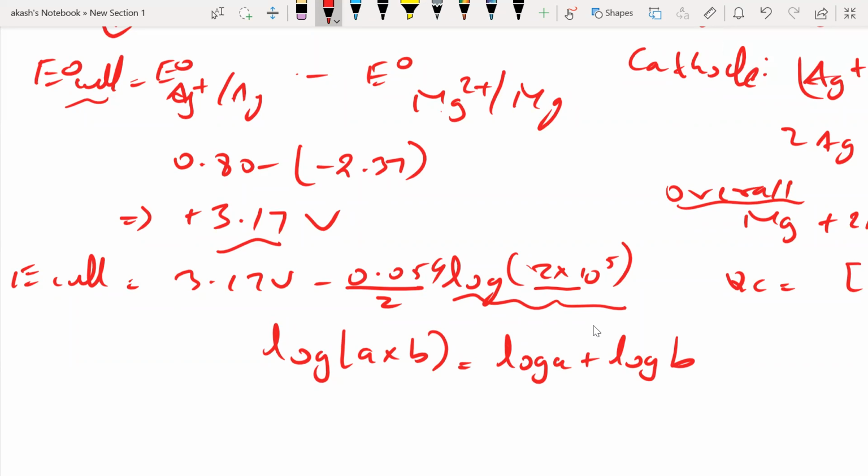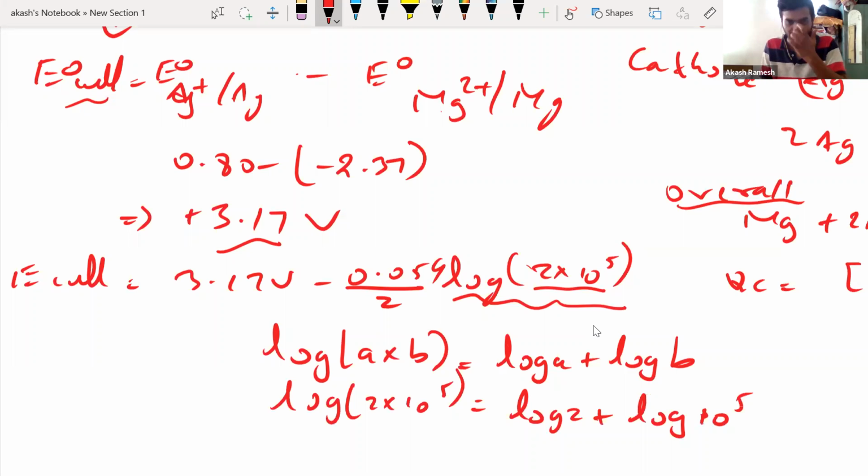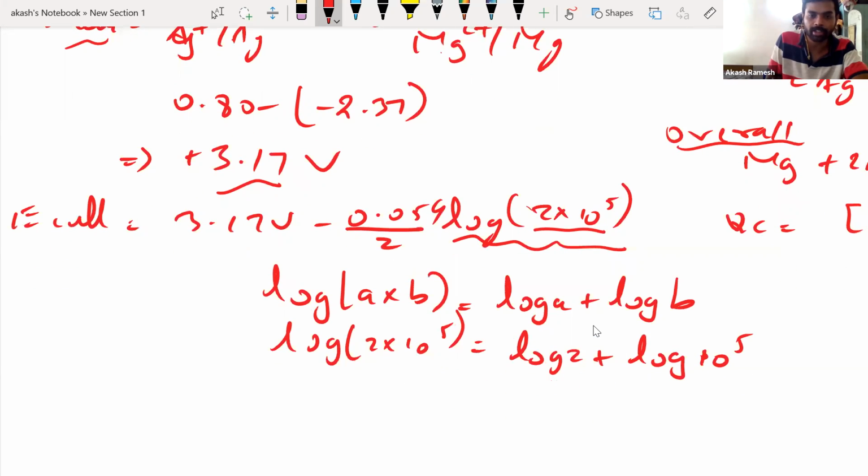Okay. So now what you have here is log of 2 into 10 to the power 5. So I can write it like this then. Log of 2 into 10 to the power 5, I can write it as log 2 plus log of 10 to the power 5. Right? Now log 2 value, I just told you it is 0.3010. Now how do you find this value? It is again very, very simple.